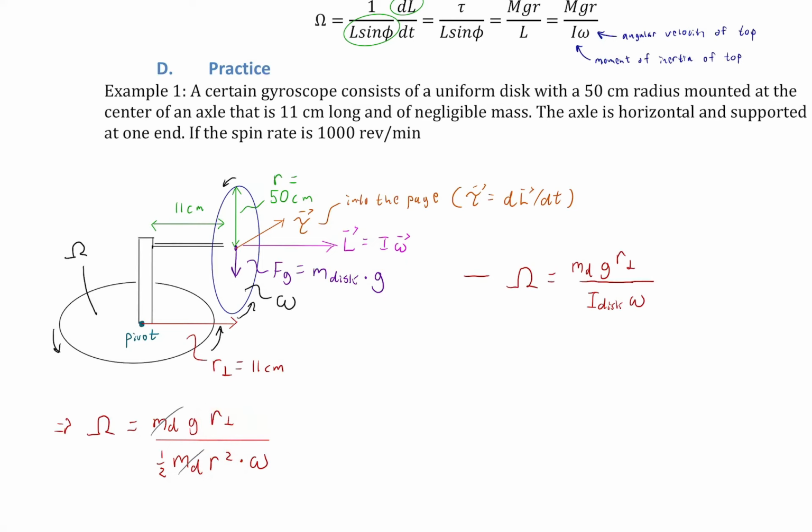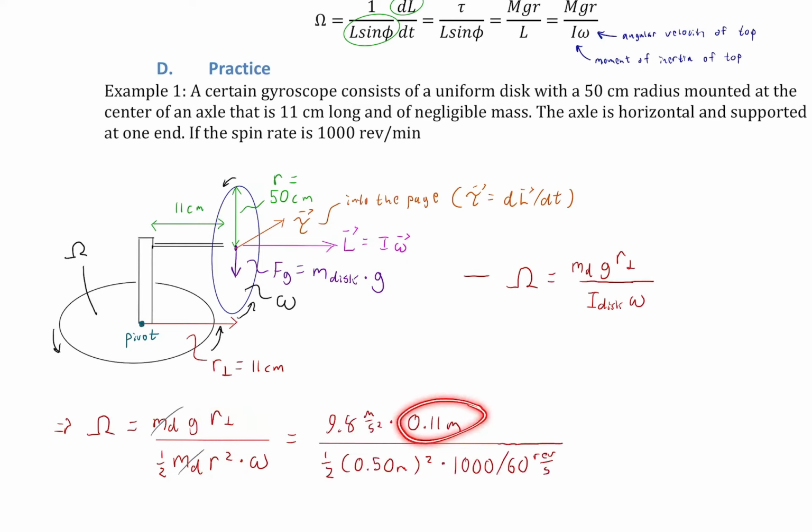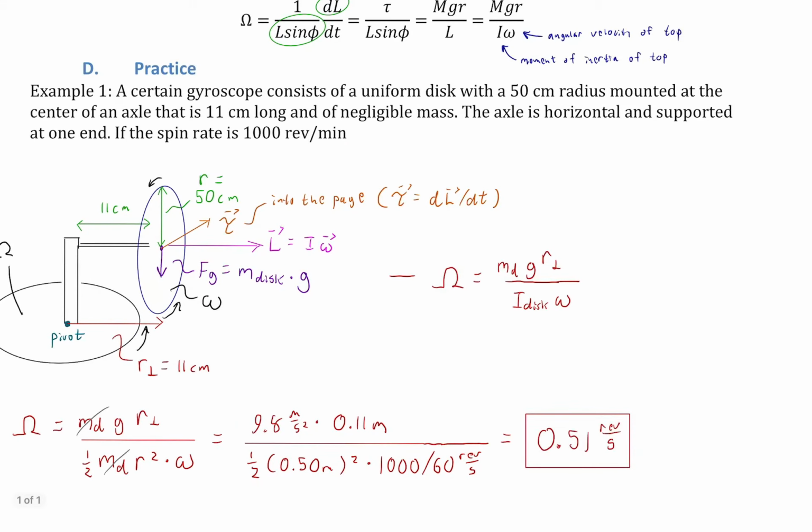All right. And then we can just plug in our values. So there's our arm length. Here is our disk radius. We've got gravity, and then of course omega matters as well. I converted it from revolutions per minute into revolutions per second. Okay, and then we end up with 0.51 revolutions per second. Okay, that's the precession rate.